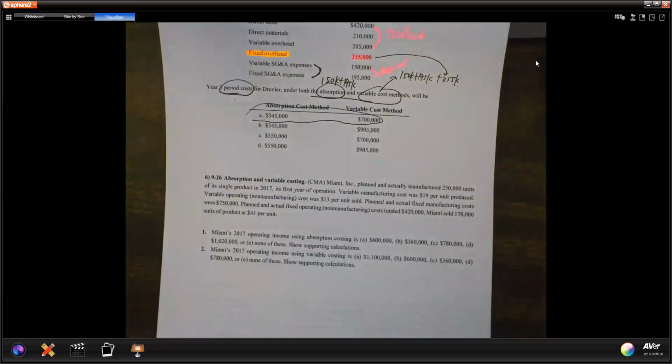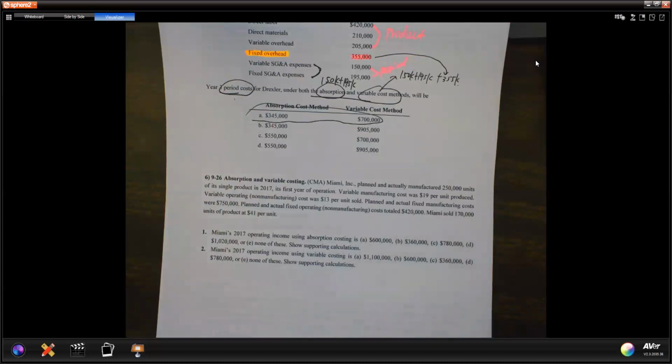Okay, questions 6, 7, and 8 are about how you get your operating income using variable costing and using absorption costing. Let's say the first one, I'll go through the question with you using one example. I'm not going to do it one more time, so you can read my handout, or use your PowerPoint or something.